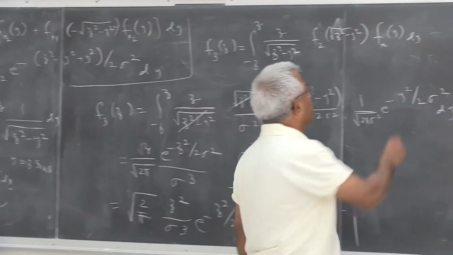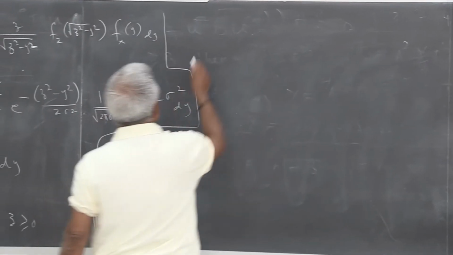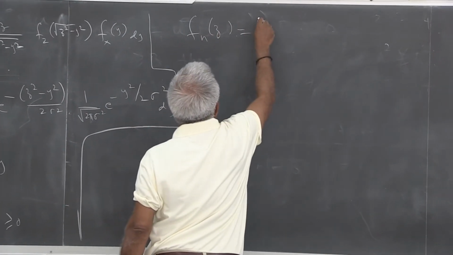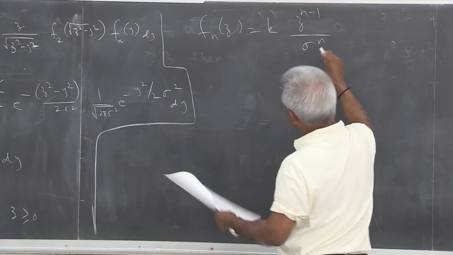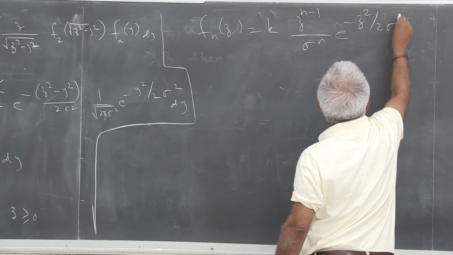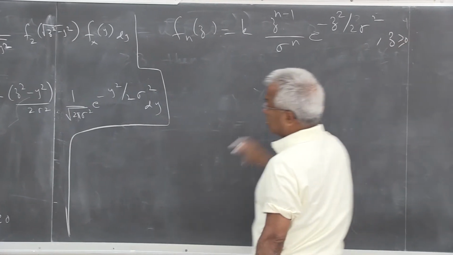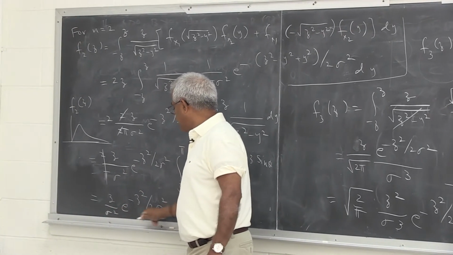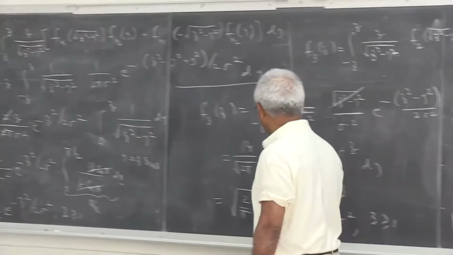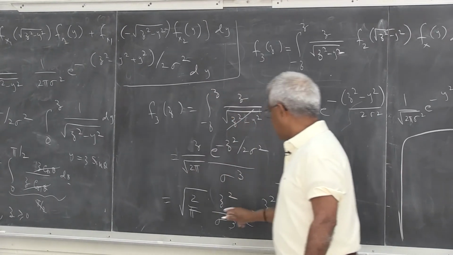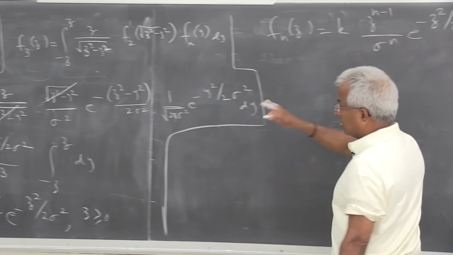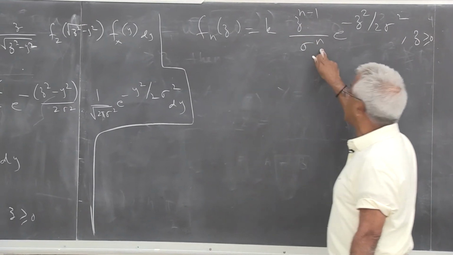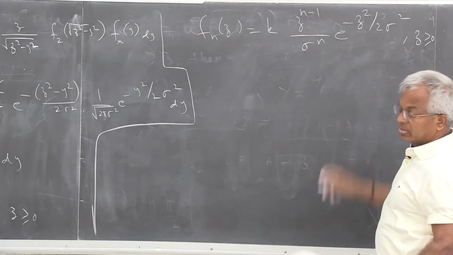So we can use that format and see that in fact fn of z is of this form: some constant multiplied by z to the n minus 1 over sigma to the n, e raised to minus z squared over 2 sigma squared. So you can see the pattern from here. When it is 2, it is z, and this term is e raised to minus z squared over 2 sigma squared. And when it is 3, this is z squared over sigma cubed, and this factor is the same. So here it is going to be z to the n minus 1 over sigma to the n, e raised to minus z squared over 2 sigma squared.